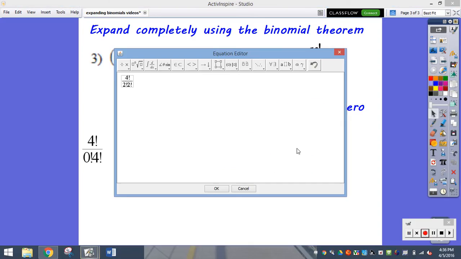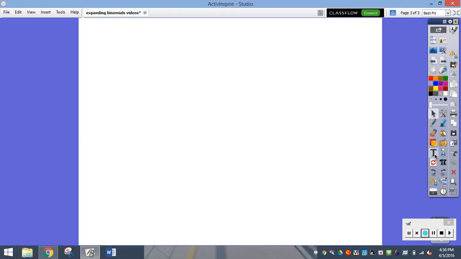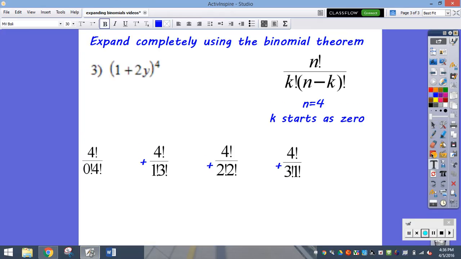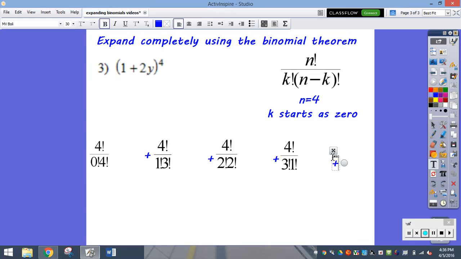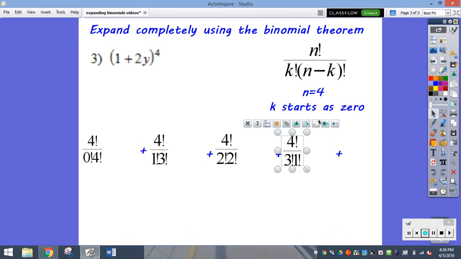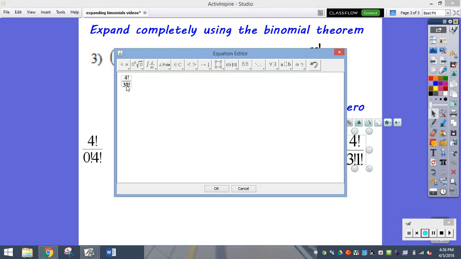4 factorial stays the same. We're in the next term, so that goes up to 3, and the 4 minus 3 is 1. Put in my plus sign. Oops. And then once again, 4 factorial is always on top. And then this is the next term, so that will go up to 4. 4 minus 4 is 0.